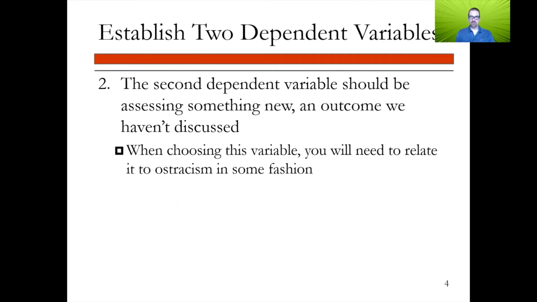Maybe there's no research showing how ostracism or social exclusion affects it, but you can make an argument that ostracism should have an effect on the variable you're interested in. That's something you'll make as a logical argument in the introduction, instead of finding an article where ostracism or social exclusion leads to that particular dependent variable being affected.